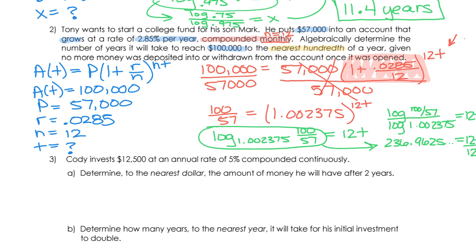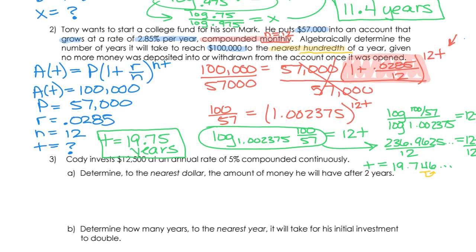To solve for t, I have one last step to divide by 12. And t is going to come out to equal 19.746... They asked me to round to the nearest hundredth. So second place, look next door, and we're going to round up, and we're going to say our final answer is t equals 19.75 years. And that's how long it's going to take for his initial amount of 57,000 to end up at around 100,000 with that rate and that compounding.